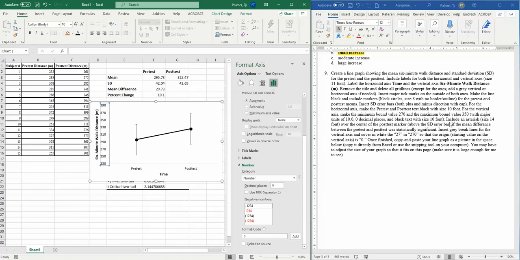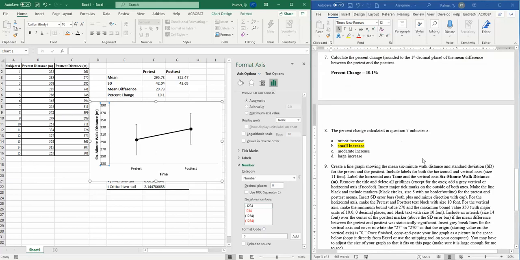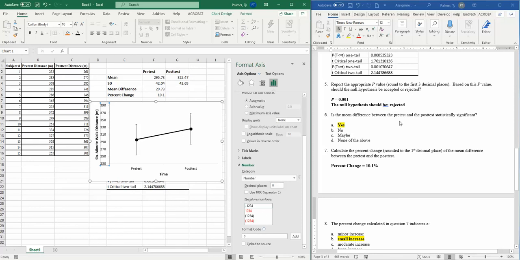The next step says include an asterisk, size 14 font, over the center of the post-test marker above the standard deviation error bar if the mean difference between the pretest and post-test was statistically significant. If you remember from earlier, we answered this question in question 6. Is the mean difference between the pretest and post-test statistically significant? In my example, yes, it was. How do we know that? Remember from earlier, if we have a p-value of less than 0.05, less than our alpha level, which we did, 0.001 is less than 0.05, then that means that yes, the mean difference between the pretest and post-test is statistically significant.